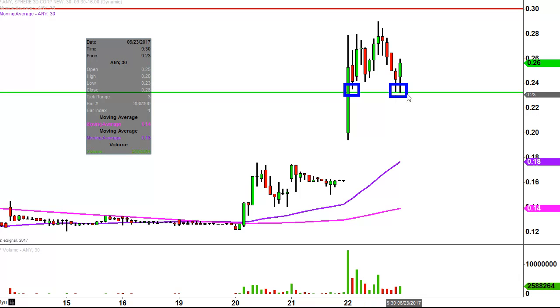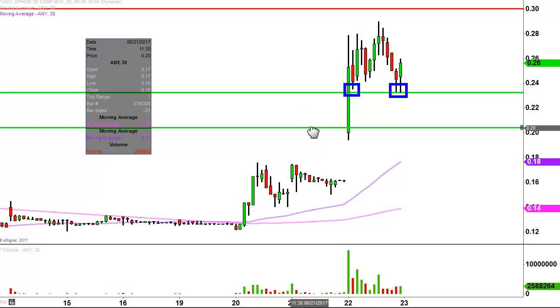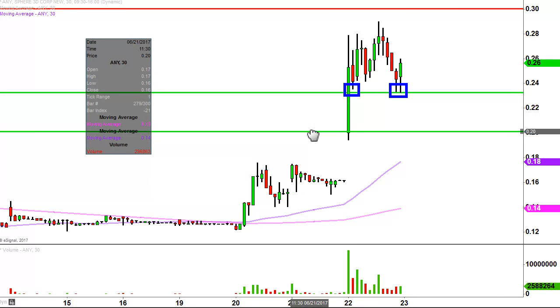Now, don't get me wrong, if the price falls below 23 cents, I'm not saying that the entire chart's ruined or anything like that. But if the price can continue to hold up above there, that would certainly be the best case scenario. Next level of support after that, in the event 23 cents cannot hold, is down here at 20 cents. So 23 cents and 20 cents are the nearer term levels of support.